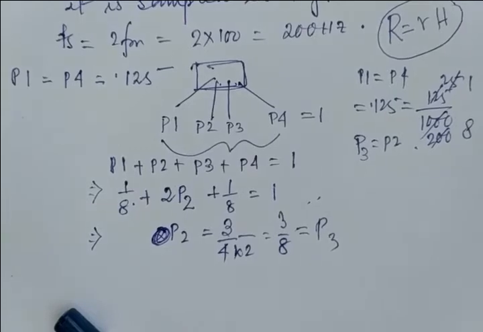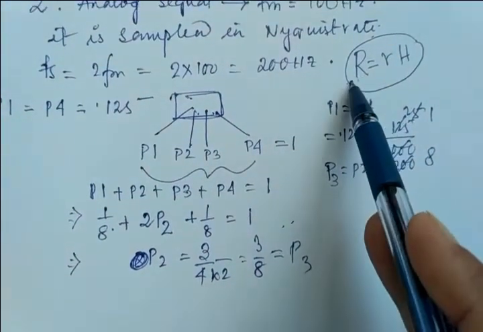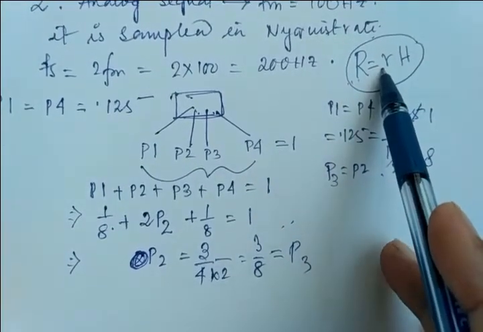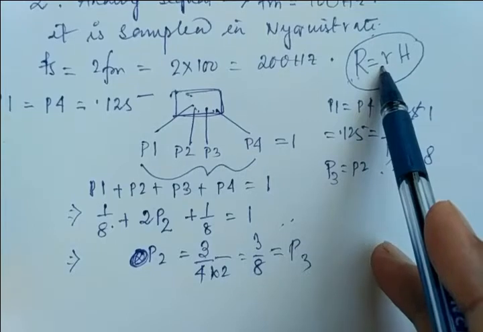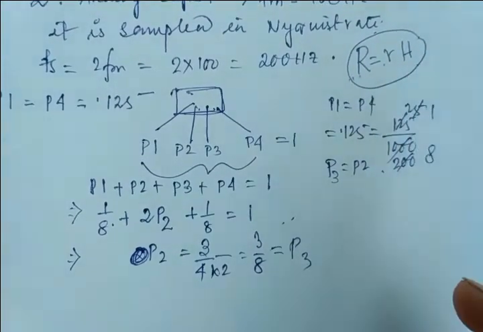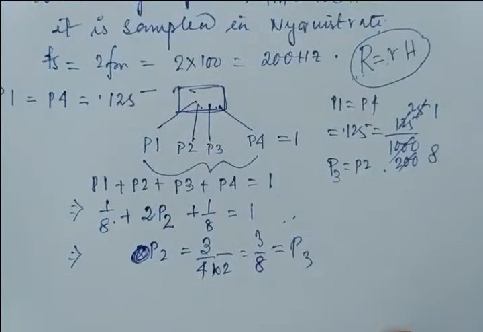So how can you proceed further? The main formula: you have to calculate the information rate, that is R, right? But this R is already given from the Nyquist criteria. This is 200, the value of 200, but we have to calculate the H. H is nothing but the entropy. So how can we calculate the entropy?